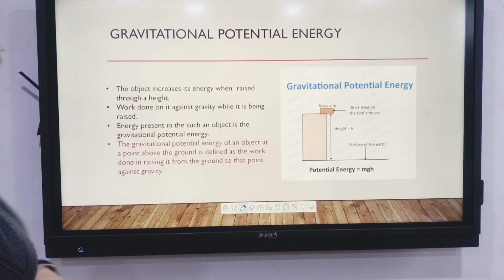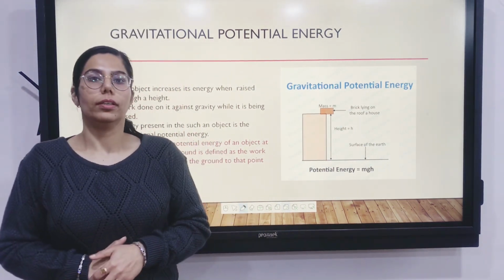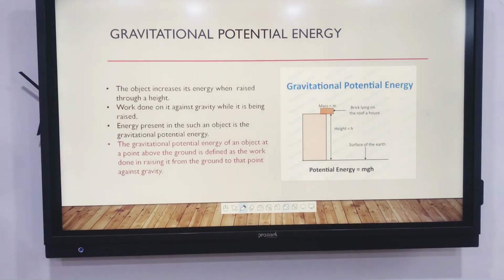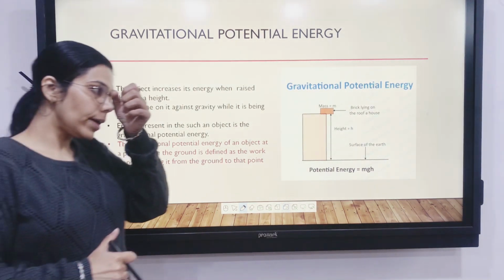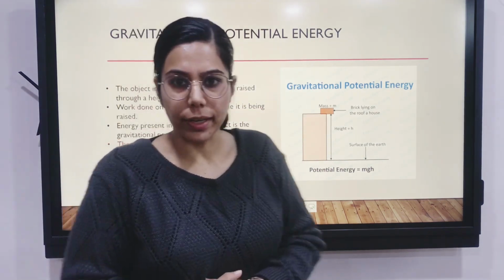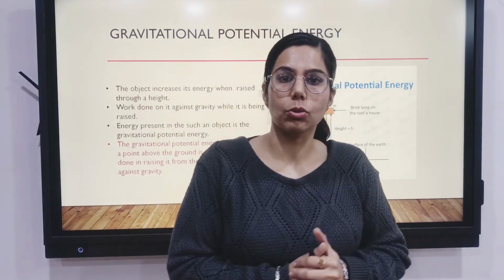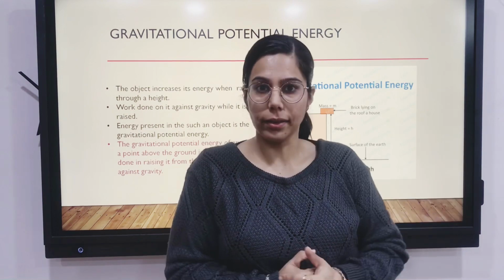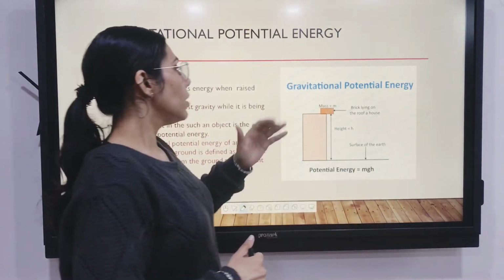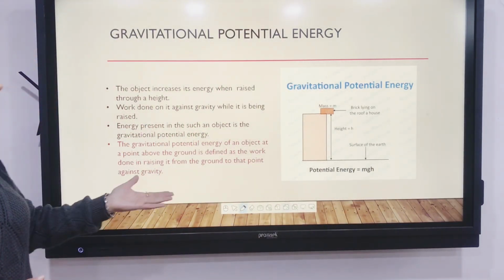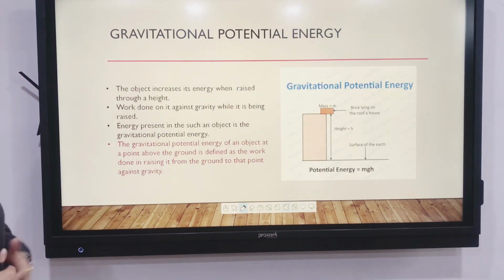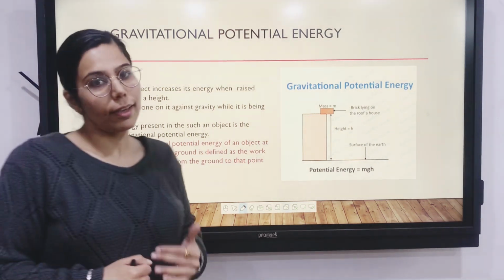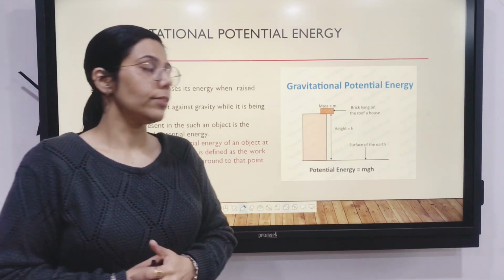Now, what is gravitational potential energy? The object increases its energy when raised to a height. An object can't go to any height by itself. We have to provide some external energy to take any object to a height. If we put in external effort and do some work over it, the object will gain some energy whenever it is taken to the height.